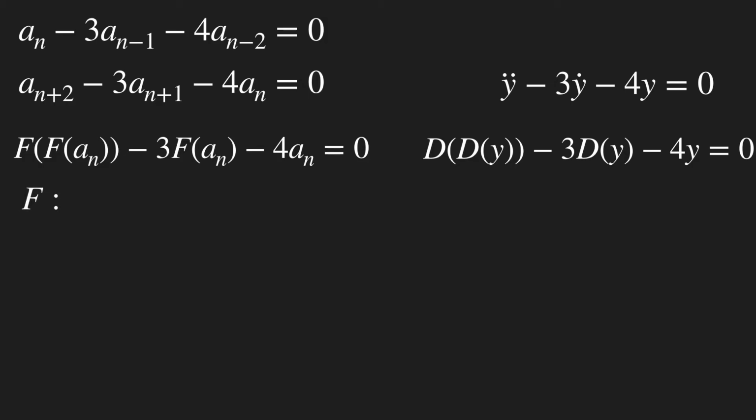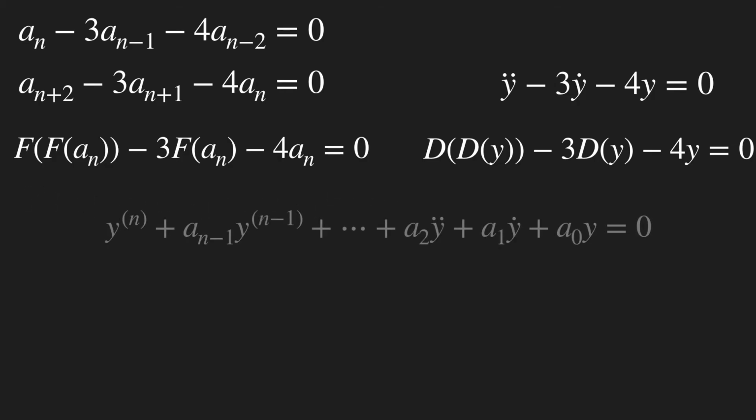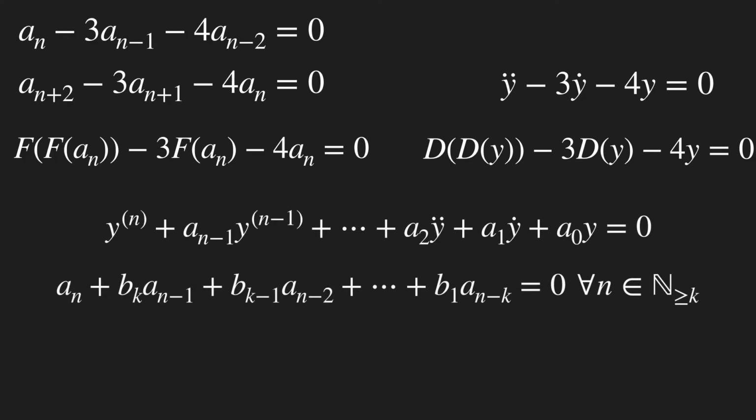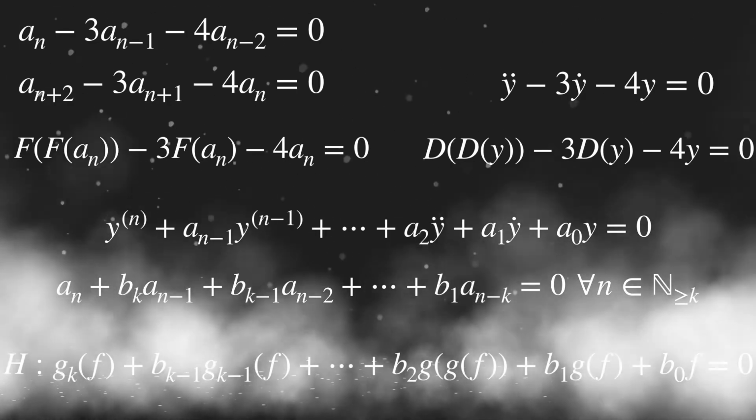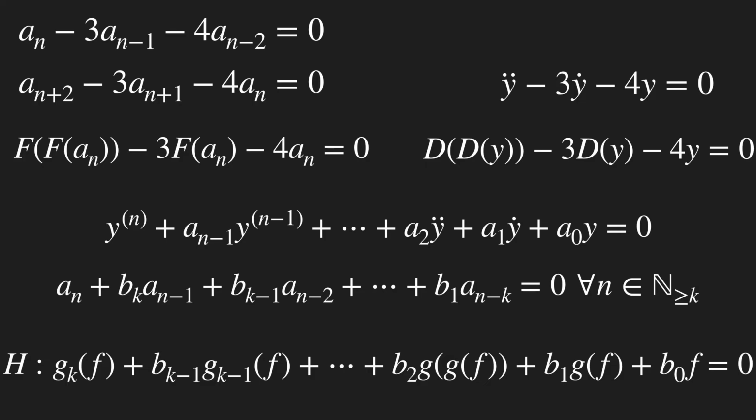Here f is the function taking one term to its next, that is an to an plus 1, an plus 1 to an plus 2, and on and on. So both our ODE and recurrence relation are basically of this form: a function f and a function g composed with itself several times and acting on f.